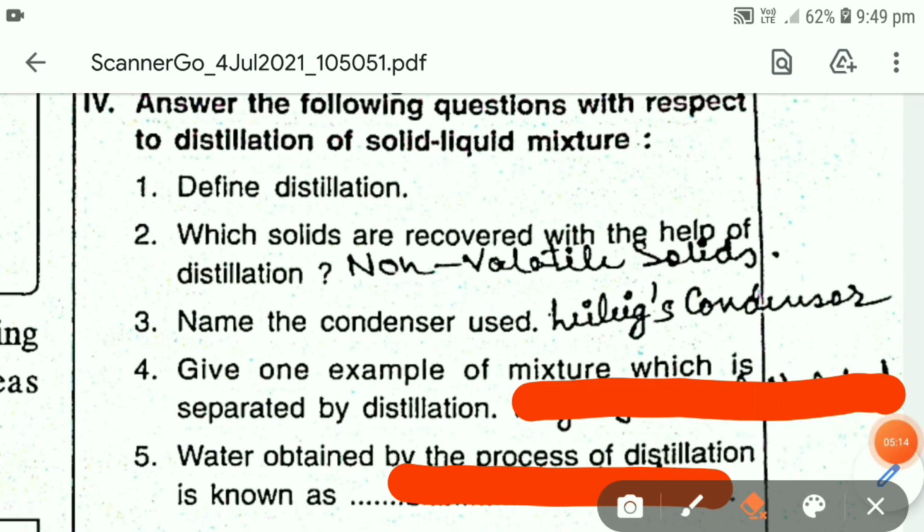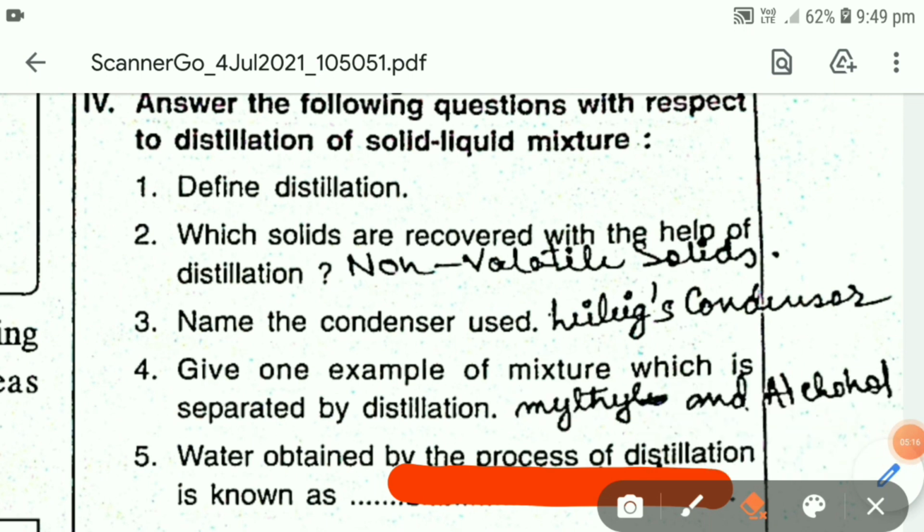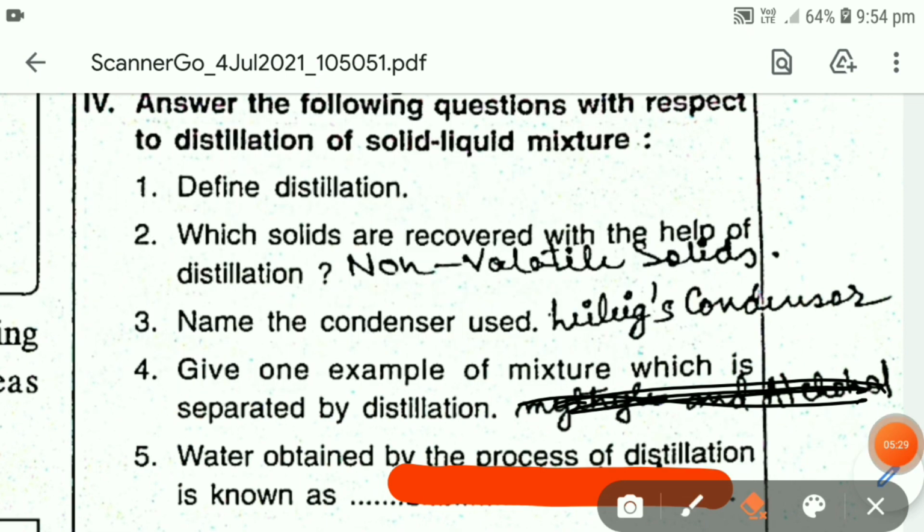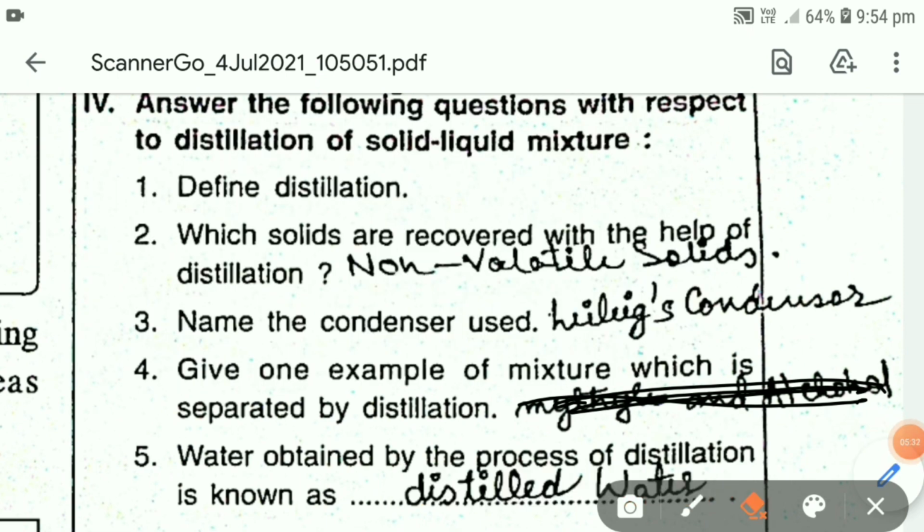Salt from seawater, and then methyl alcohol and iodine. Sorry children, it would be methyl alcohol and iodine. I am writing it. I hope the concept is clear. The next one: water obtained by the process of distillation is known as distilled water. I hope till here everything is clear.